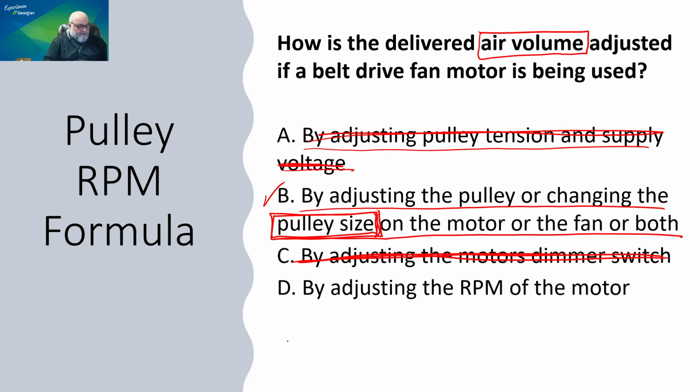By adjusting RPM of the motor, no, we don't do that. We don't adjust the RPM of the motor. The motors come usually at 1720 RPM. This is so typical. Of course, there are the 3600s and there are the slower ones, but this is the typical RPM of a motor that you're going to see, and we go to lengths to not adjust that, so D is incorrect, and that makes B the correct answer.